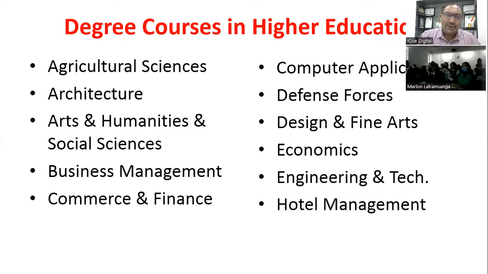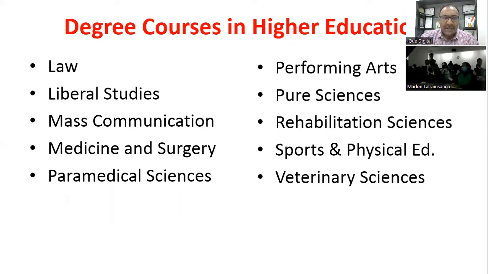So one of the courses which you can get into is agricultural sciences, following which would be architecture, arts, humanities, social sciences, business management, commerce and finance, computer applications, defense forces, design fine arts, economics, engineering and technology, hotel management, law, liberal studies, mass communication, medicine and surgery, paramedical sciences, performing arts, pure sciences, rehabilitation sciences, sports and physical education, and veterinary sciences.